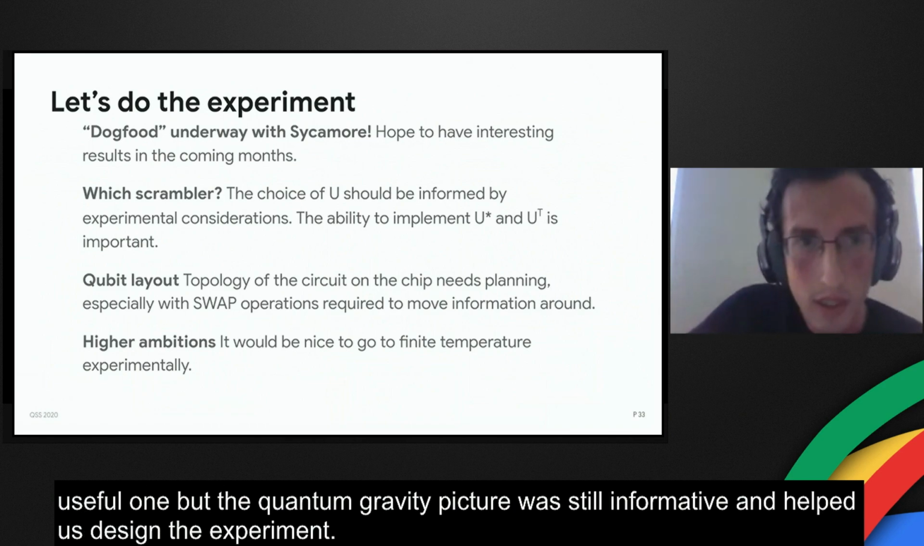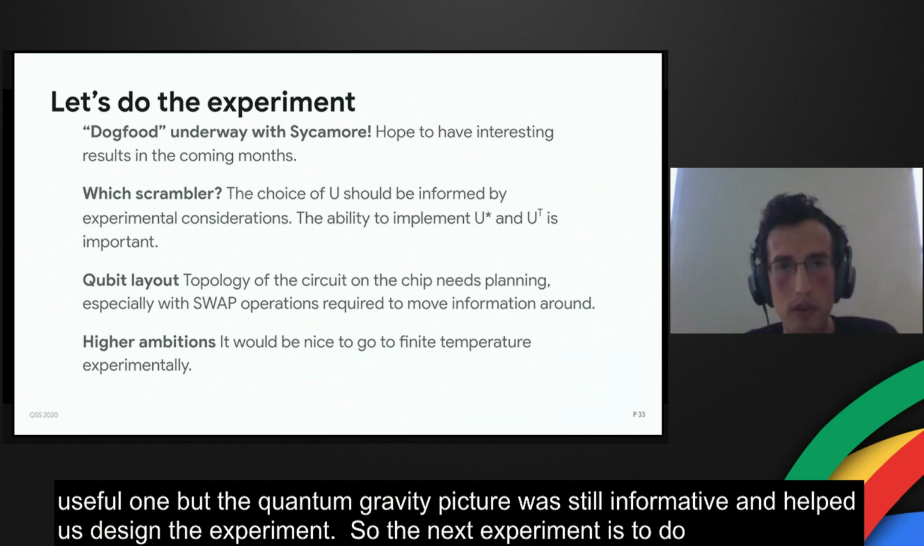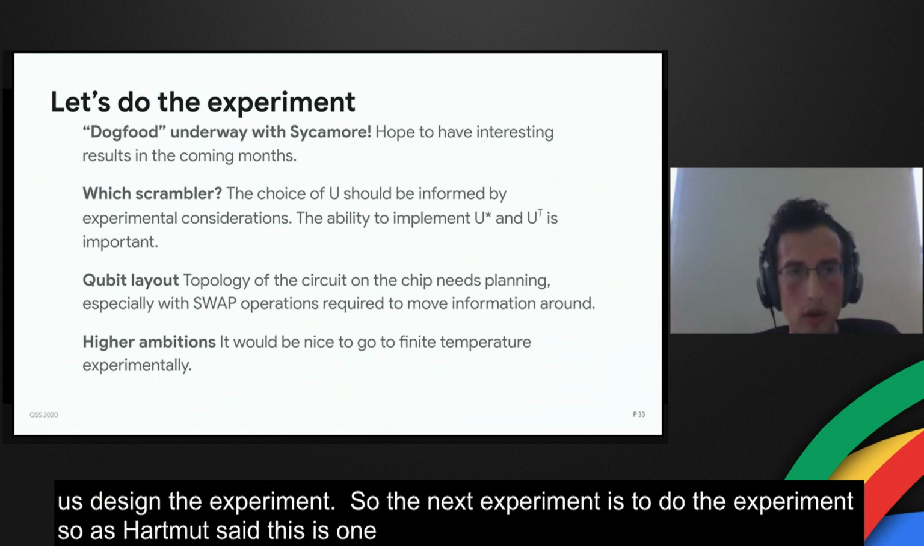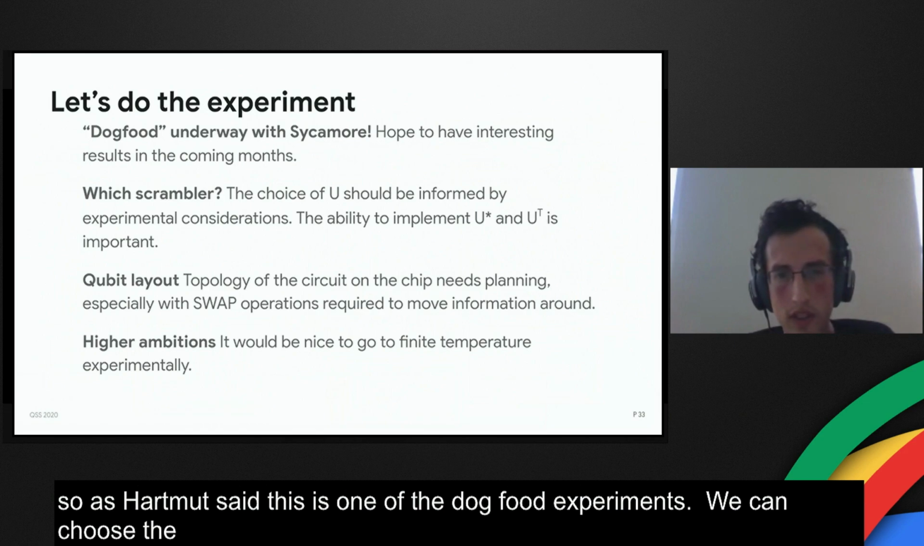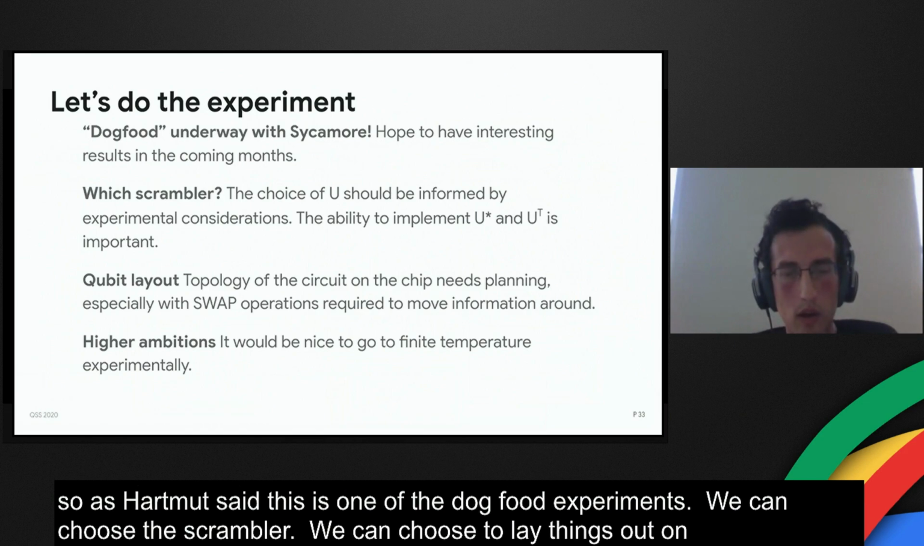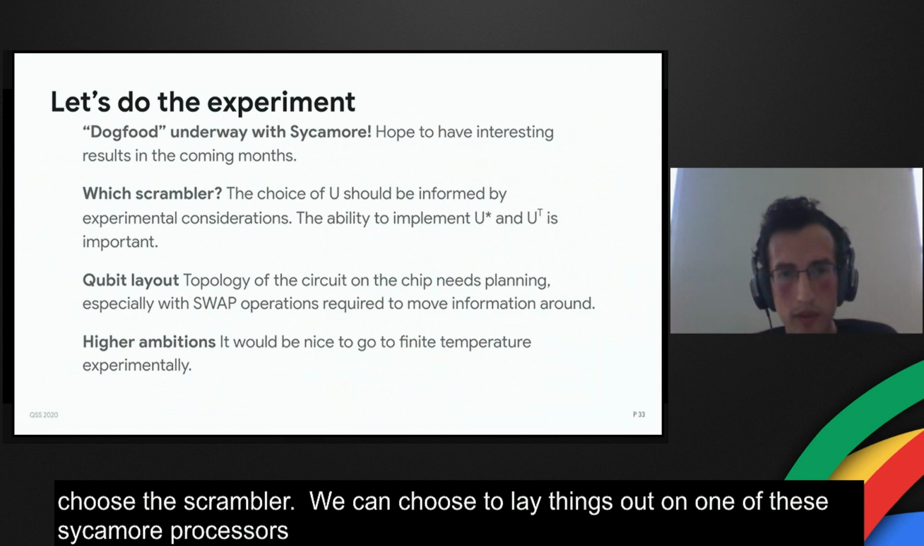As Hartmut said, this is one of the dog food experiments. We can choose the scrambler. We can choose to lay things out on one of these Sycamore processors, and hopefully in the coming months have some interesting results demonstrating this effect.